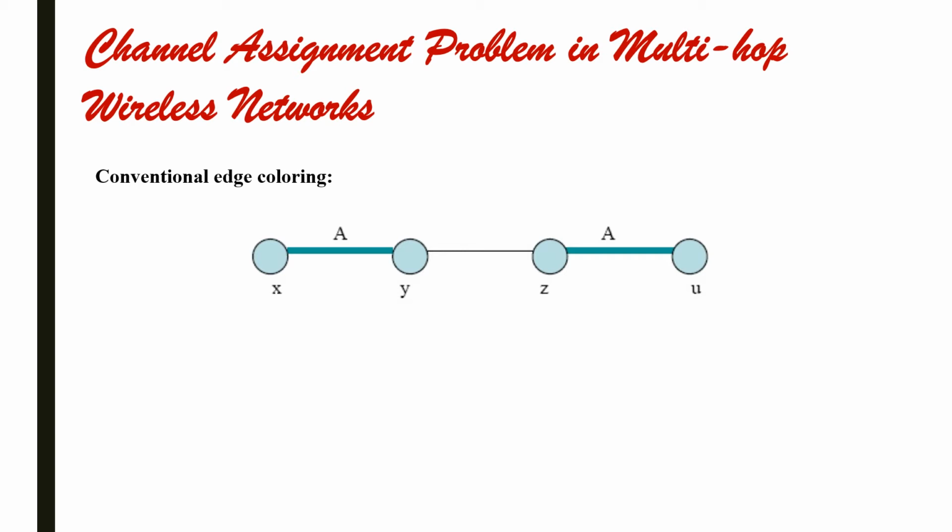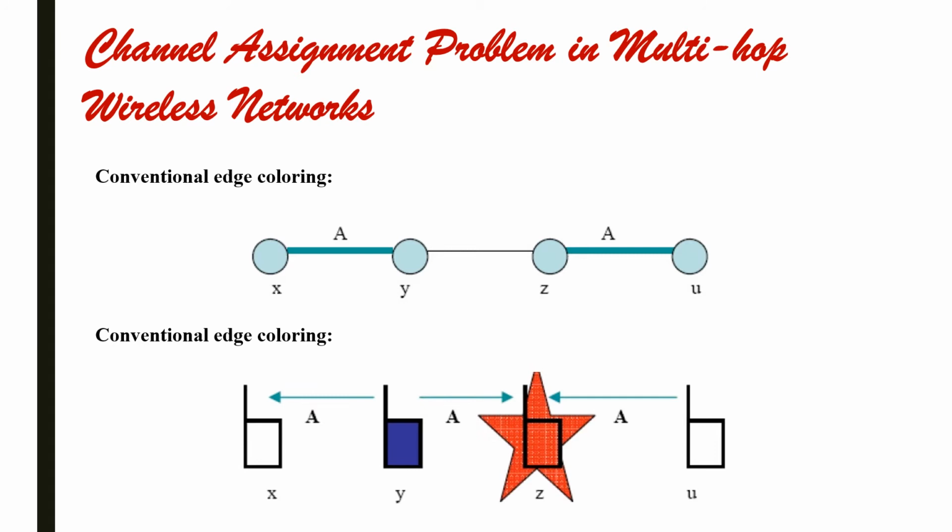Using the same assignment in a multi-hop wireless network, we may have the following figure. As we can see, terminal Y sends data in all directions when Y communicates with X. Since terminal U communicates with Z using channel A, Z cannot receive carrier from terminal U.